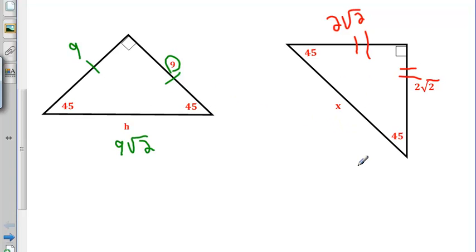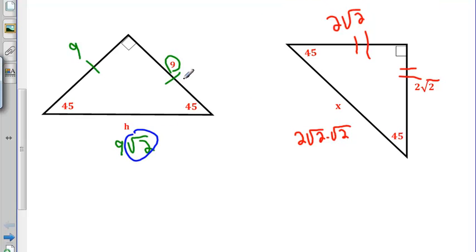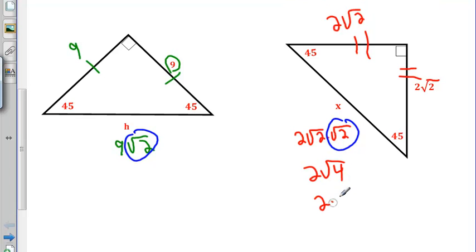So we have that going on. Now we need to take the 2 square roots of 2 and multiply it by the square root of 2. So let's just go ahead and write 2 square roots of 2 times the square root of 2. So you're noticing that this extra square root of 2 is being added on, right? And in this case, we had a square root of 2 already. Now we need to have another square root of 2. So we have 2 square roots of 4. We have 2 times 2. We have straight up 4. So x equals 4 in this situation.